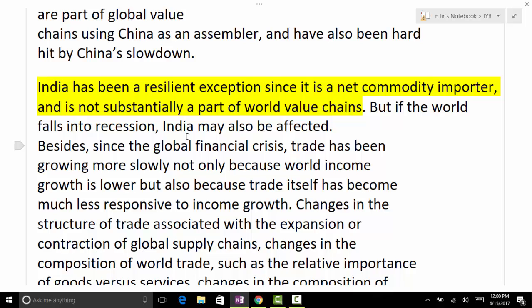What is the world value chain? See what happens now. For any product that is formed, a country is not specialized in manufacturing the whole product. There are various intermediary levels. So there is a value chain. For example, one component is manufactured in Thailand, another component in India, and it is finally assembled in China. So it's a global value chain.